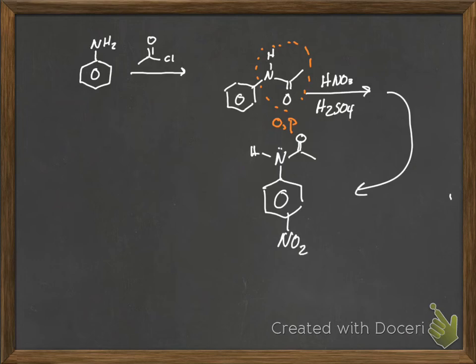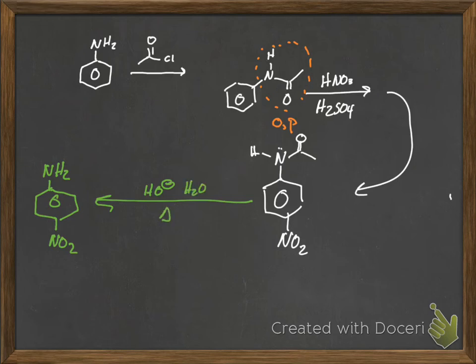All right, now the final step of this, which you can ask yourself is, I don't want the amide. My target molecule is this. How can I get that? Well, how do you go from an amide to an amine? Base, water, and heat. We'll cleave the amide right off and bring you back to the amine.